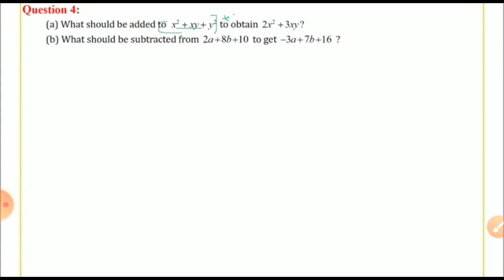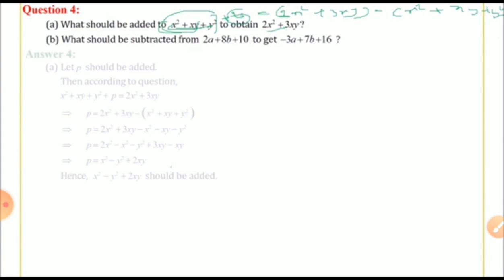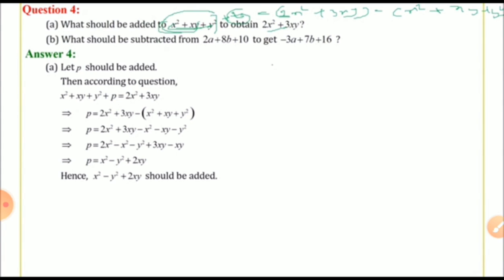Question number 4. What should be added to x square plus xy plus y to obtain 2x square plus 3xy? My dear students, here we are learning how to get the answers. The final answer is given, one number is given, and they are asking what we should add. So think in reverse: subtract the first from the final answer, and you will get the other. So let p be what should be added.